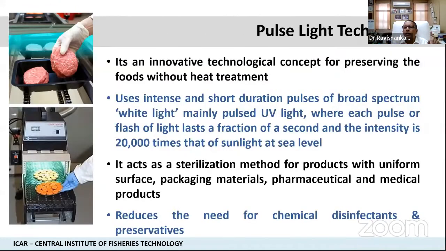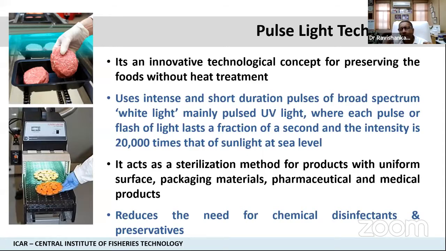Okay. And the only problem right now is the application for liquid foods. Maybe we can talk of some liquid soups, or fish soup, maybe in some other forms, maybe we should do optimization. And pulse light, we have been working on that.